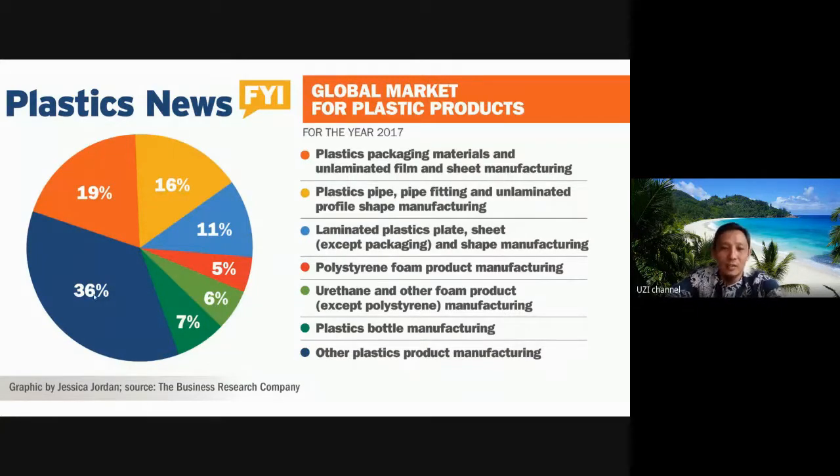39% is other plastics. I mean, it means that many plastics are combined and modified. 19% is from plastic packaging materials, 60% for piping, and also 11% for plates and sheets, except packaging and chip manufacturing, and 5% for polystyrene foam, and 6% urethanes, and 7% plastic bottle manufacturing. So our plastic bottle share is 10%.